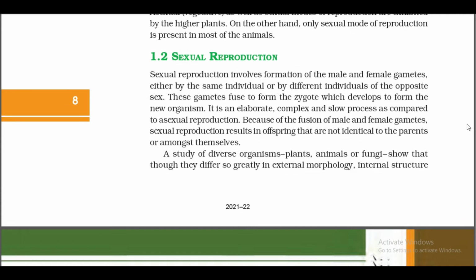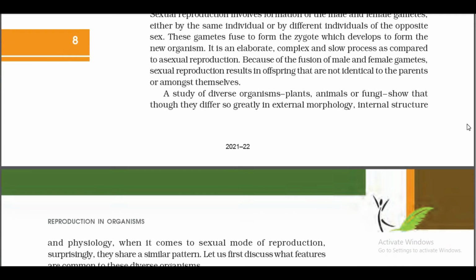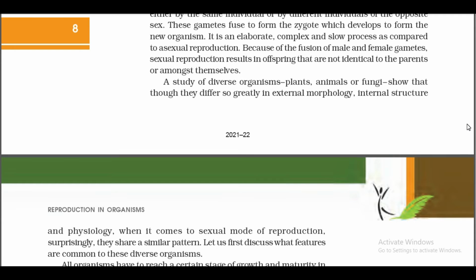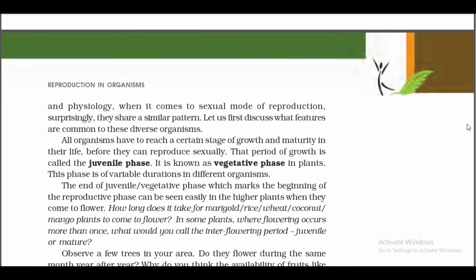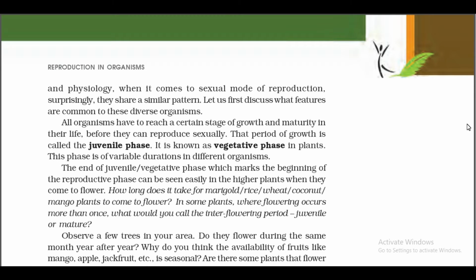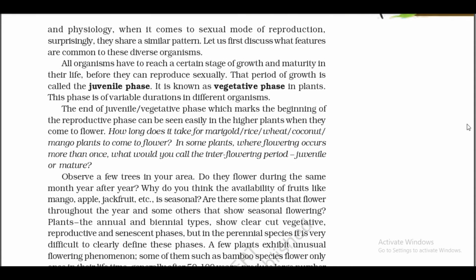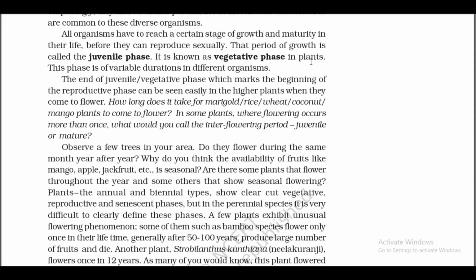A study of diverse organisms, plants, animals or fungi show that though they differ so greatly in external morphology, internal structure and physiology, when it comes to sexual mode of reproduction, surprisingly, they share a similar pattern. Let us first discuss what features are common to these diverse organisms. All organisms have to reach a certain stage of growth and maturity in their life before they can reproduce sexually. The period of growth is called the juvenile phase.